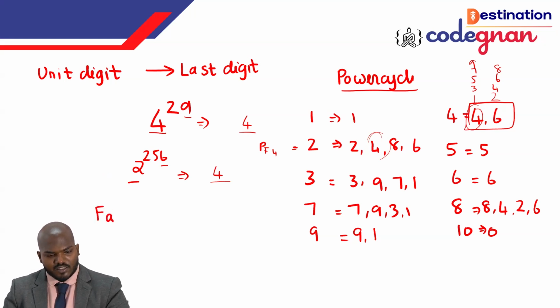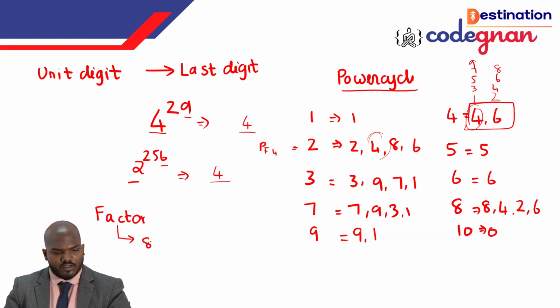Okay, so what do factors mean? Say I take the number 8. Factors mean breaking up the value. How can I break down 8? 8 can be broken down as 4 cross 2, or 2 cube, or 2 cross 4.